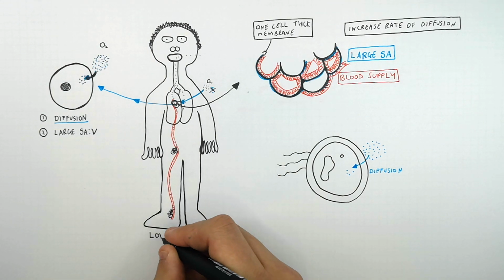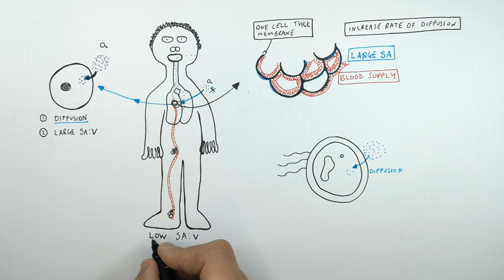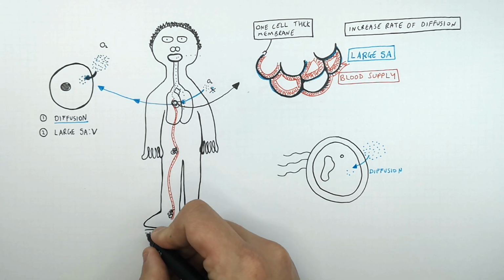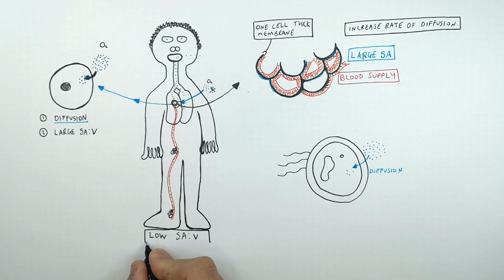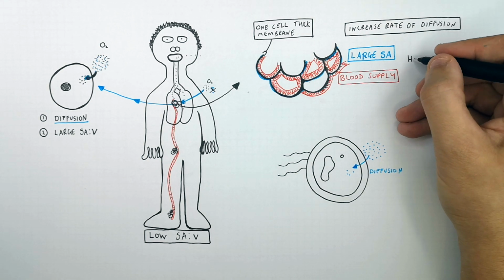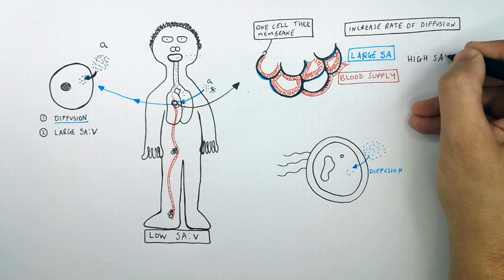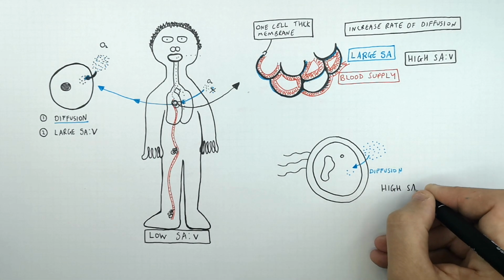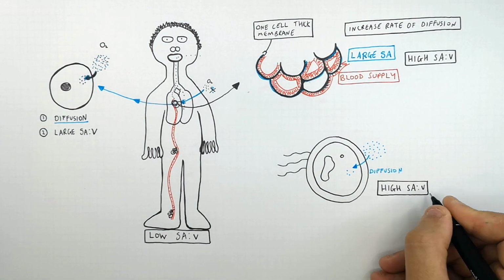So humans have got a low surface area to volume ratio, so therefore require a circulatory system because we can't rely on diffusion to supply us with oxygen and other nutrients. This is because cells have got a large surface area to volume ratio. Bacterial cells have a very large surface area to volume ratio.